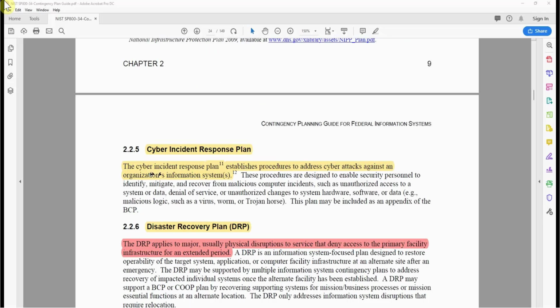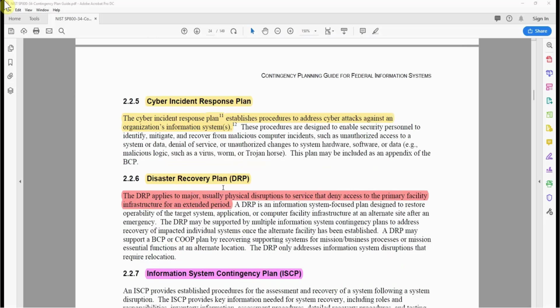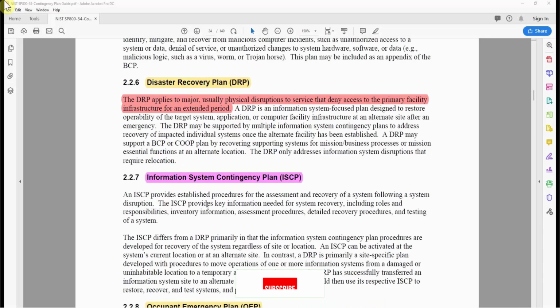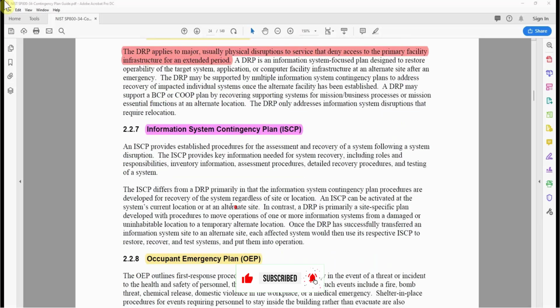The Cyber Incident Response Plan establishes procedures to address cyber attacks against an organization's information system. We have the Disaster Recovery Plan, the DRP. The Disaster Recovery Plan applies to major, usually physical, disruptions to service that deny access to the primary facility infrastructure for an extended period of time. Then we also have what we are talking about here today, which is the Information System Contingency Planning, the ISCP.